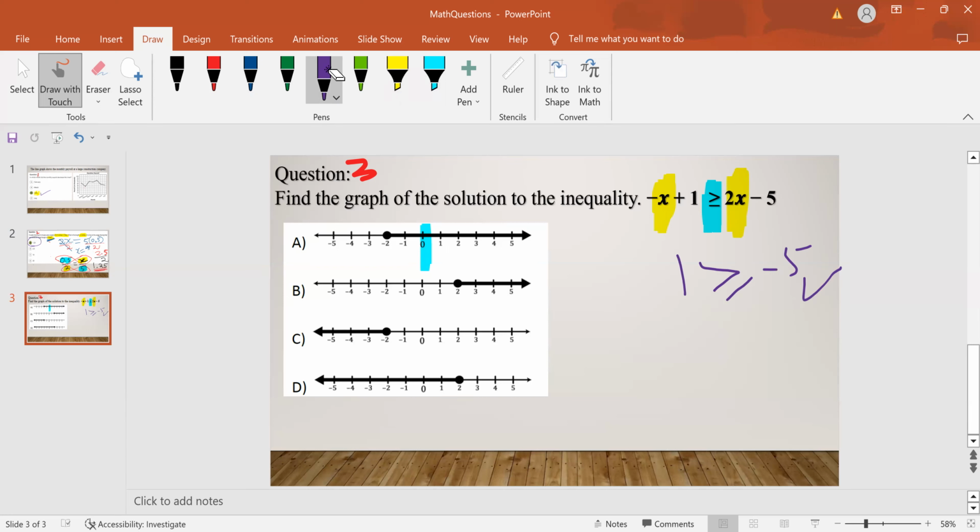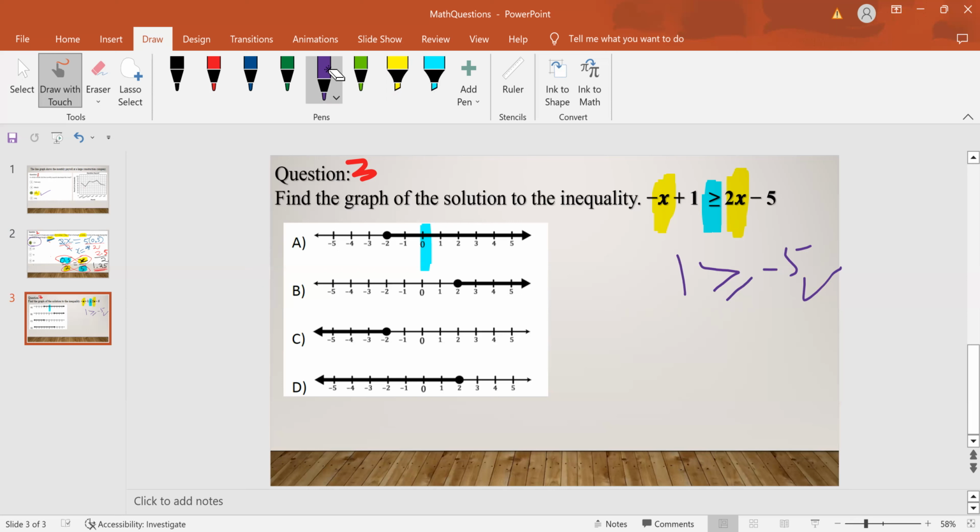1 is a positive number, and a positive number is greater than or equal to any negative number. So that means A can probably be the correct answer. I say probably because we need to check all of them before we say that this is the correct answer.